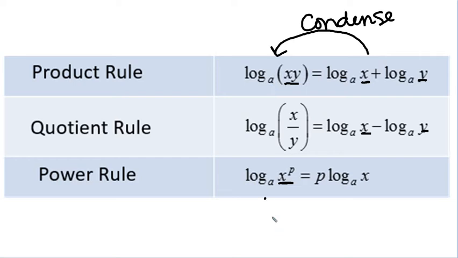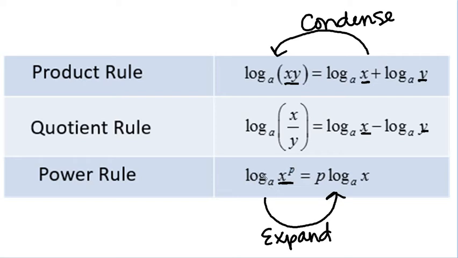Okay? On the other hand, when we expand, that means we're going to start with the single logarithm and apply as many of these rules as we can. So I'm going to start with one logarithm and go to a multiplication statement, a subtraction statement, or an addition statement. Okay, so condense goes from multiple logarithms for product and quotient to a single logarithm of a product and a quotient. And the power rule goes from a multiplier back to an exponent.